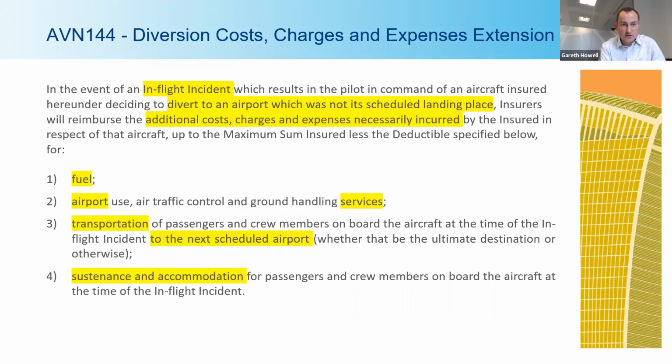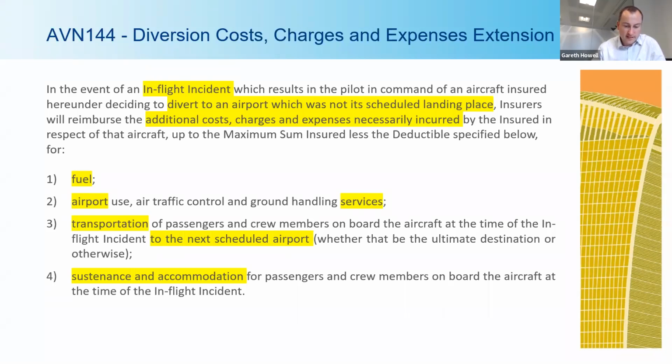If we just look through the clause, then it's triggered by an in-flight incident, and that's a defined term that we'll look at in a moment, which causes the aircraft to divert to an unscheduled airport, and then provides that insurers are going to pay for additional cost, charges and expenses necessarily incurred by the insured, up to a maximum sum insured, potentially less a deductible, for very specific things listed as items 1 to 4.